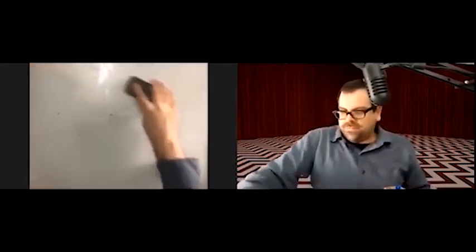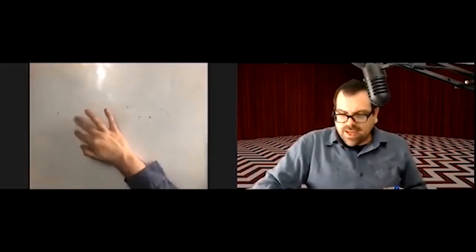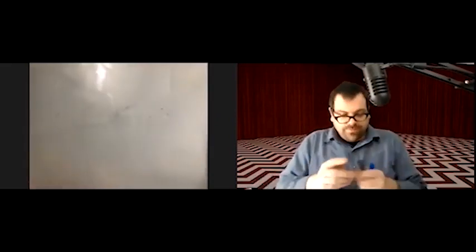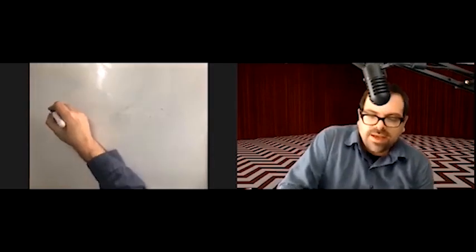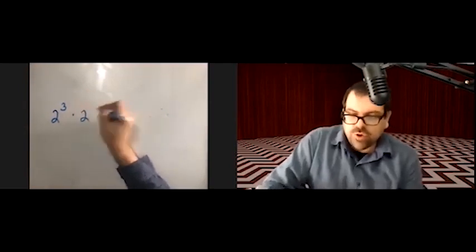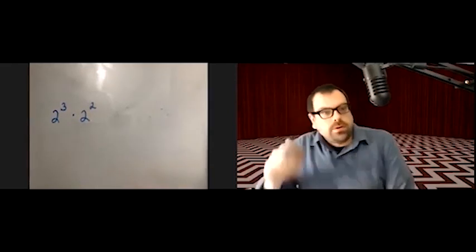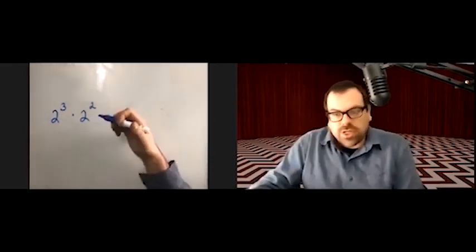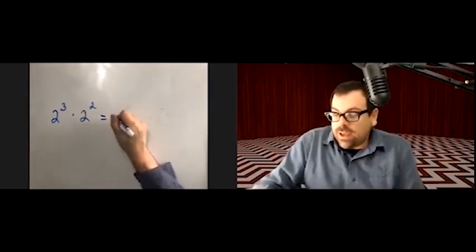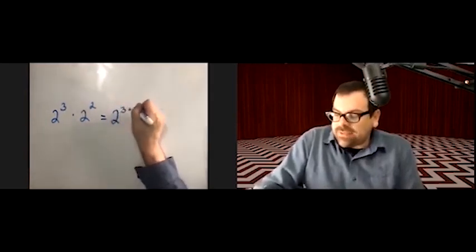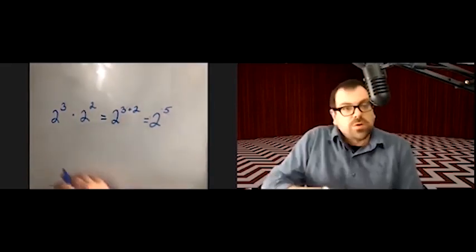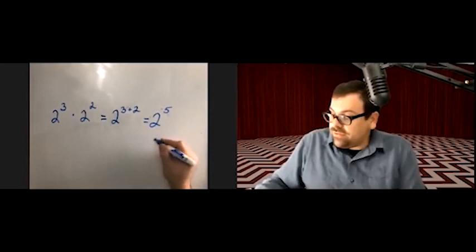Forget about x's for a moment. Let's say instead of the x's, we had 2's. Let's say we had 2 cubed times 2 squared. Here, if we use the formula we just learned, since we're multiplying two things together that have the same base, we add the exponents. And 3 plus 2 is 5, so 2 to the 5th. So our formula tells us that it would be 2 to the 5th.